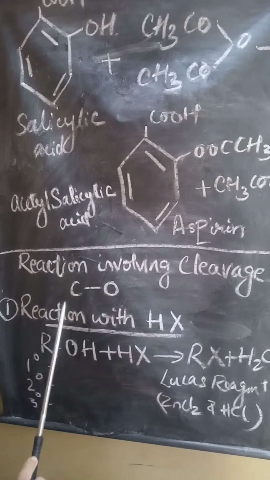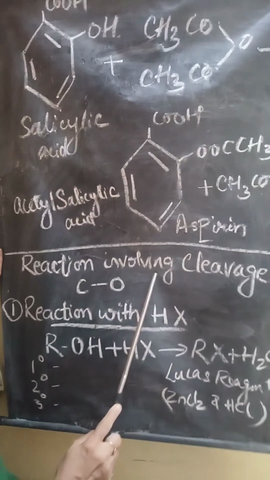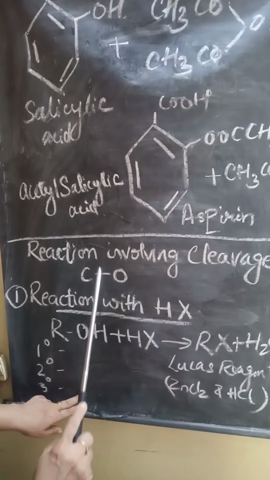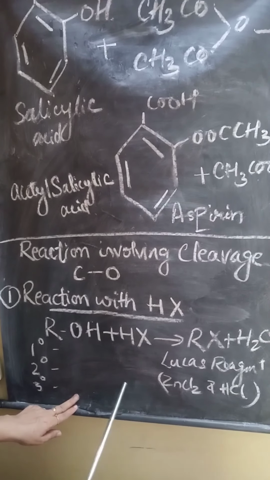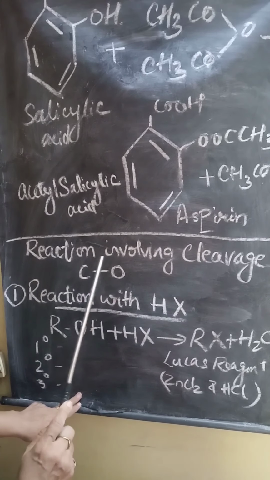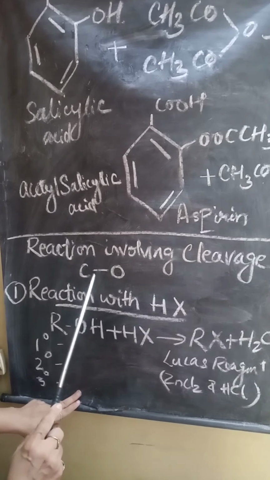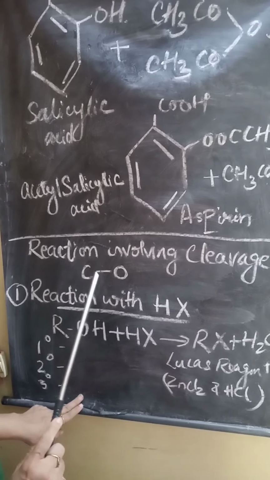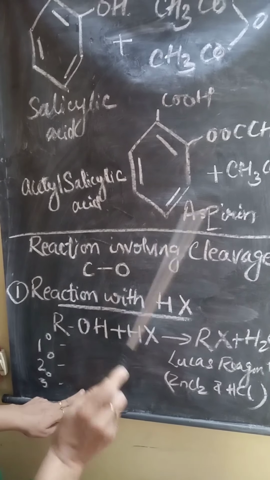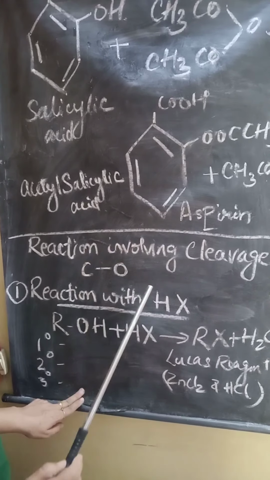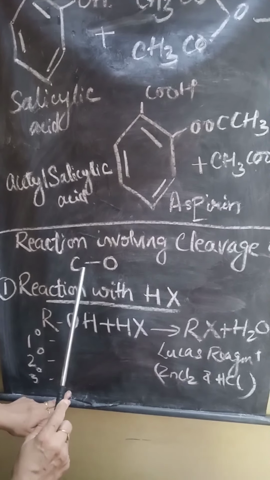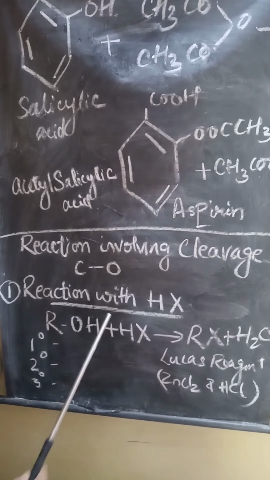Now after this we will start a new topic, reactions involving cleavage of the carbon-oxygen bond. We will see many reactions in which the carbon and oxygen bond breaks. We have studied earlier that when only hydrogen gets removed, the alcohol behaves like a nucleophile. Here, when the carbon-oxygen bond breaks, it will behave like an electrophile in a substitution reaction.